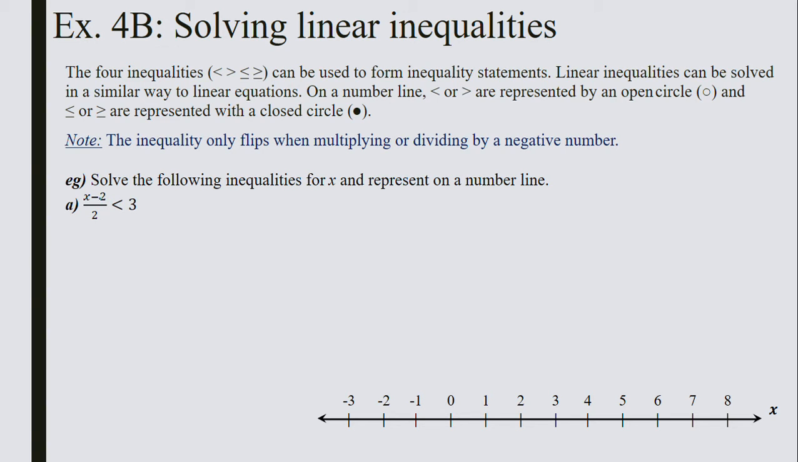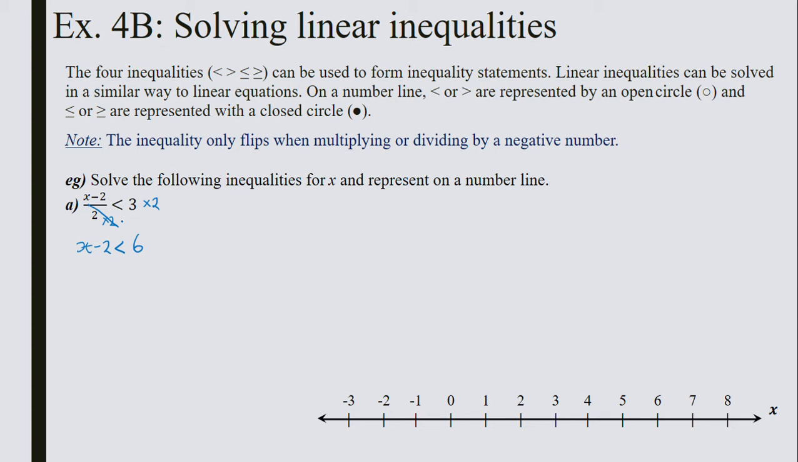So here we have x minus 2 over 2 is less than 3. If we pretend that this less than is an equal sign, we could just continue solving as we normally would. So the first thing we need to do is get rid of this divided by 2. And to do that, we're going to multiply both sides by 2. That then cancels out, and we get x minus 2 is less than 6.